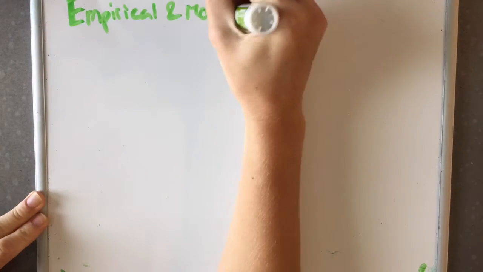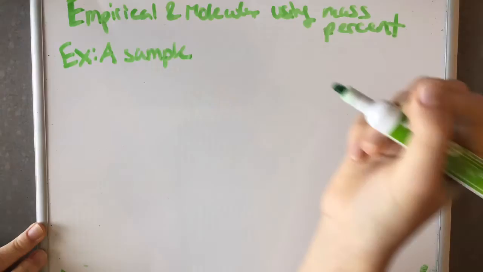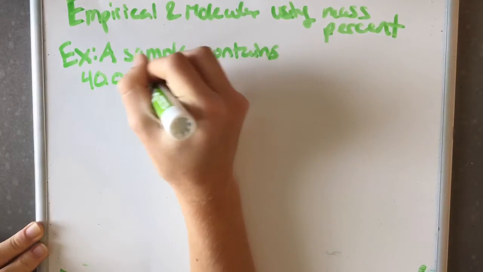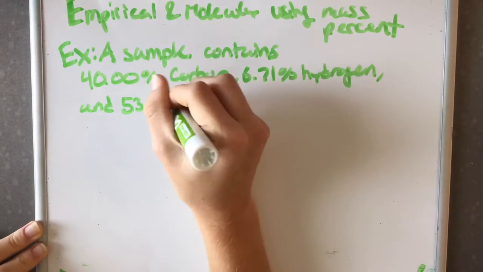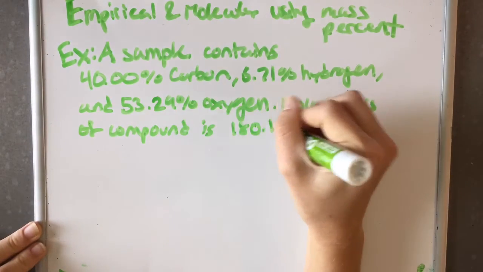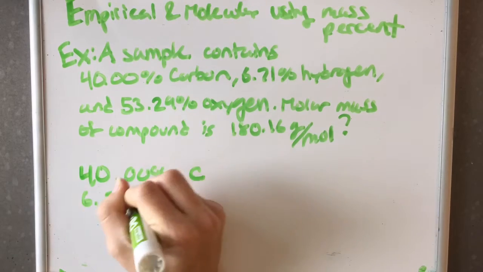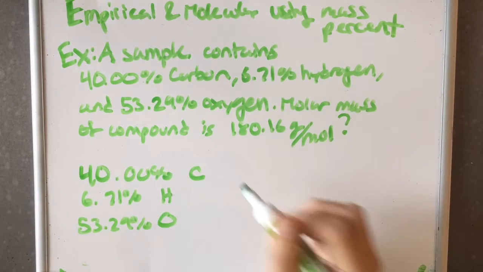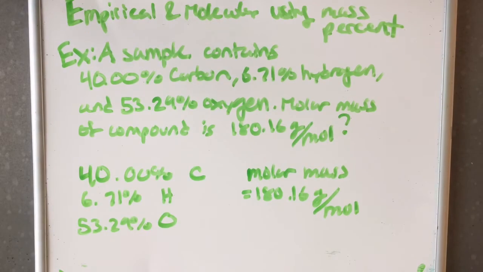Now, we are going to be looking at an example of finding the empirical and molecular formula using the mass percent. In this example, we are using a sample that contains 40% carbon, 6.71% hydrogen, and 53.29% oxygen. We are also given the molar mass of the compound, which is 180.16 grams per mole. The first thing I like to do is separate the information from the question.